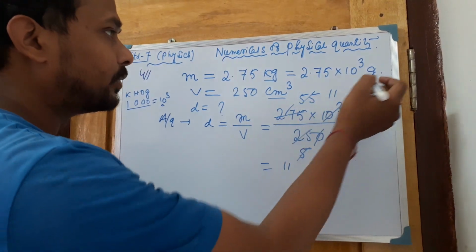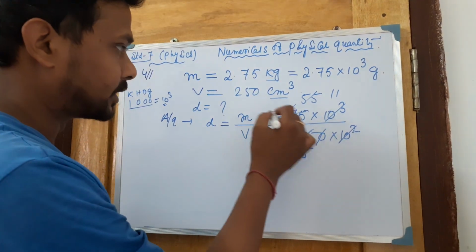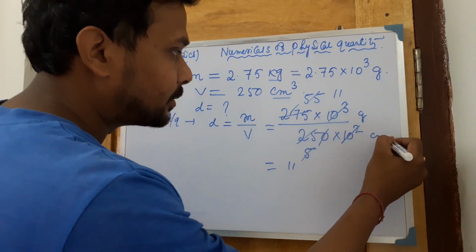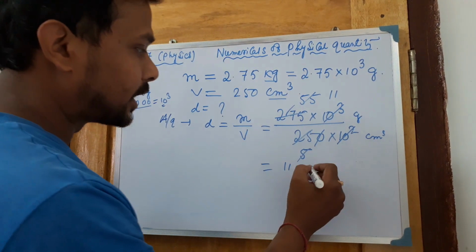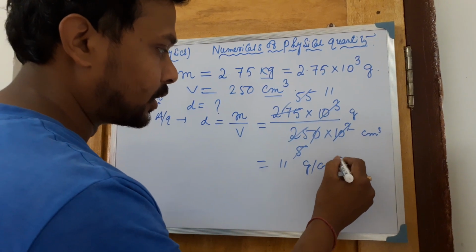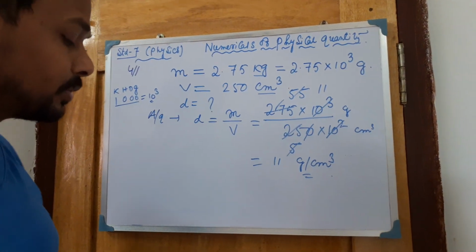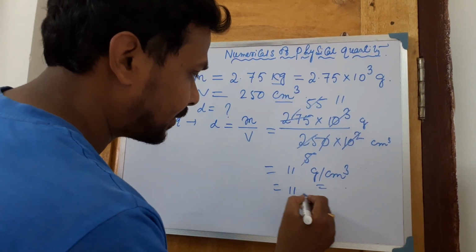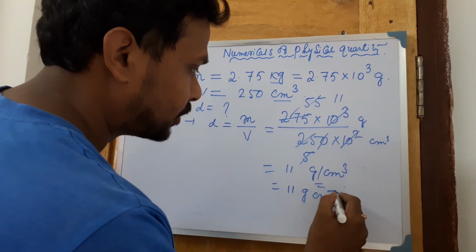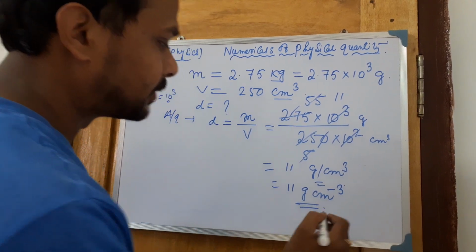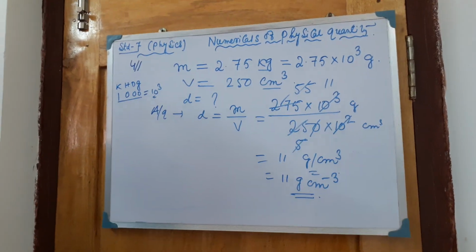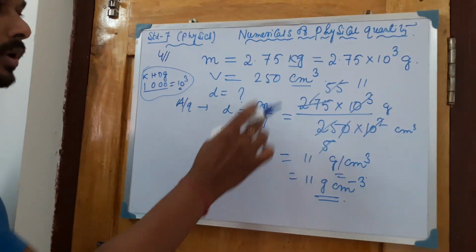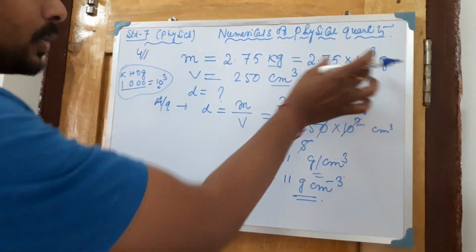Unit is what? Unit will come from these two things. The unit of mass is gram already, and the volume unit is centimeter cube as we are using, so that will be gram per centimeter cube. So 11 gram per centimeter cube, or simply you can write 11 gram centimeter to the power minus 3 as the answer. Okay, so this is the numerical. Maybe you all understood that. That is a very easy one. All the things are given, only one change you have to do.